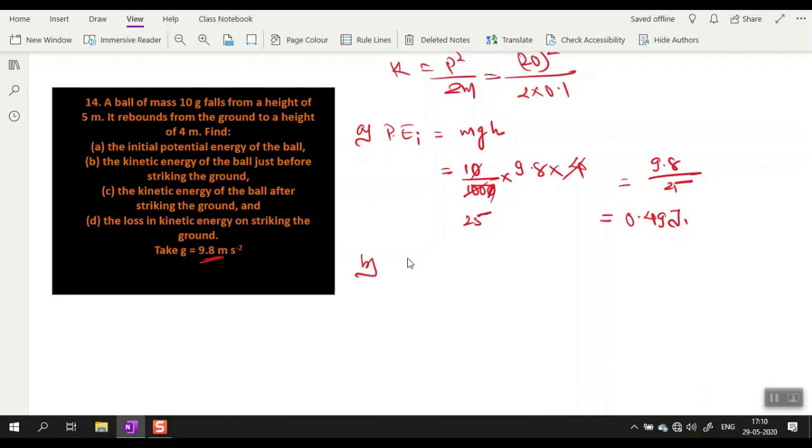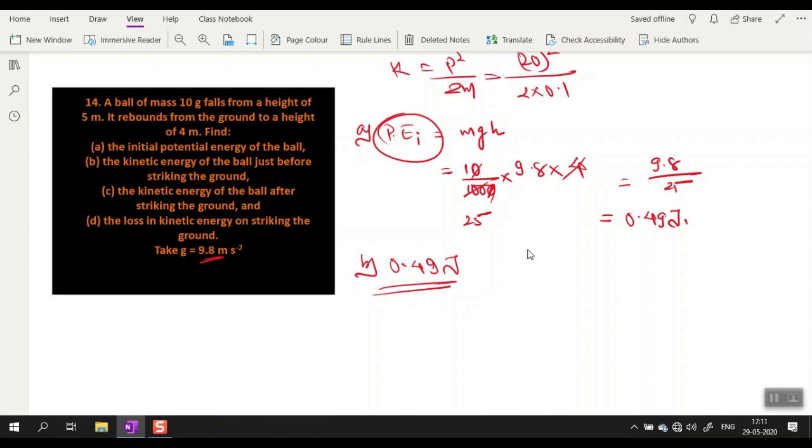The kinetic energy of the ball just before striking the ground. That is also 0.49 joule. You will ask me how? The whole potential energy of the ball at the highest position gets converted into kinetic energy. So the kinetic energy of the ball just before striking the ground is equal to the potential energy at the highest point of the ball.